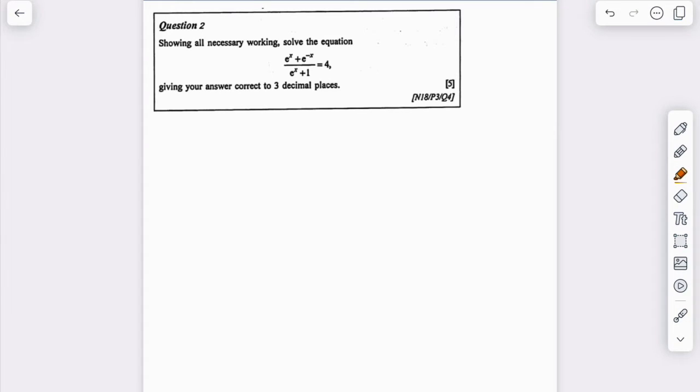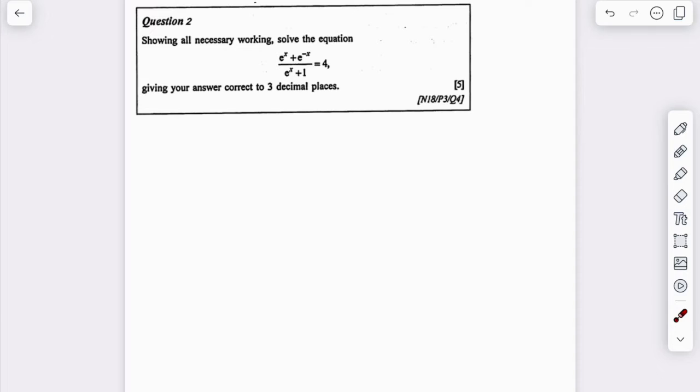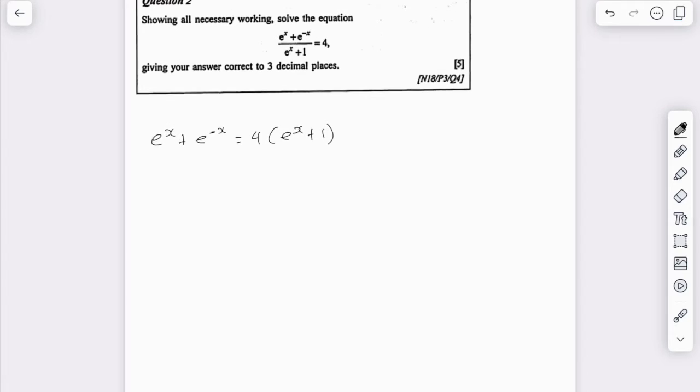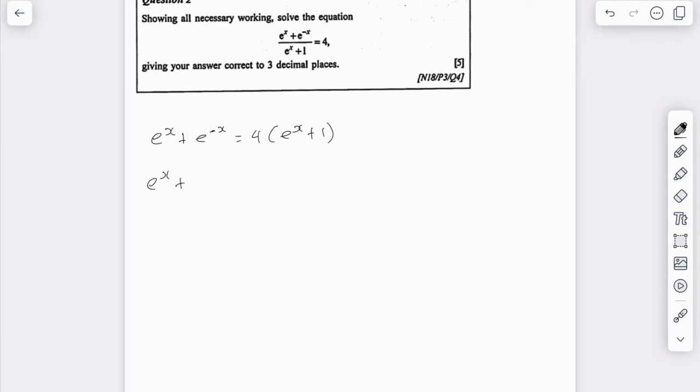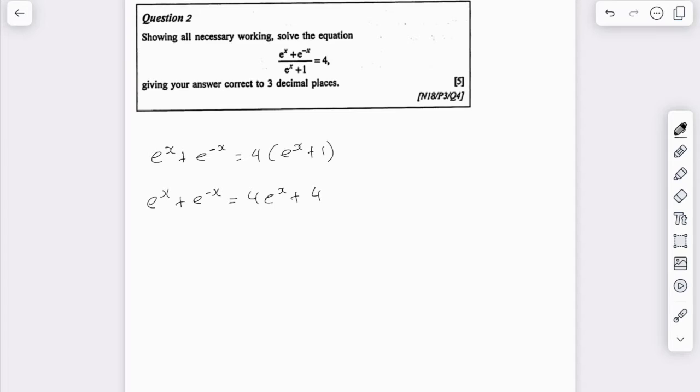Alright guys, now for the next one, it wants us to solve this fraction, which is equal to 4. How do we do this? We get e to the x plus e to the minus x firstly is equal to 4 e to the x plus 1, which then means that e to the x plus e to the minus x is equal to 4e^x plus 4. Again, you'll see these questions are quite simple and intuitive. It's really just a case of being able to see what exactly you're supposed to do. Once you get that bit, it's quite easy.